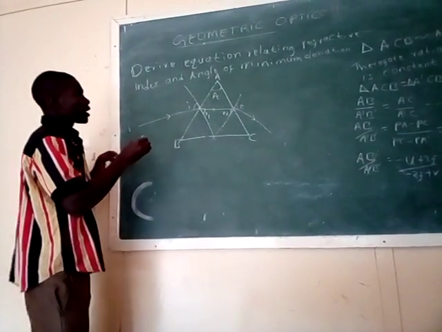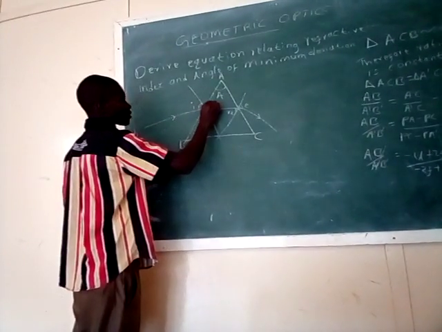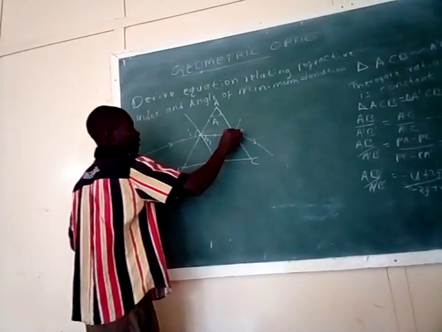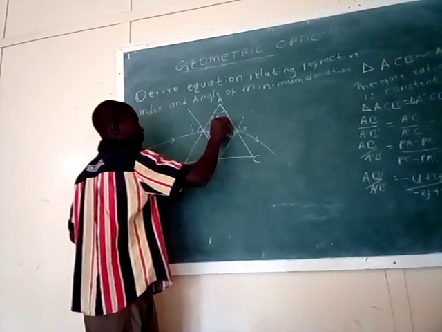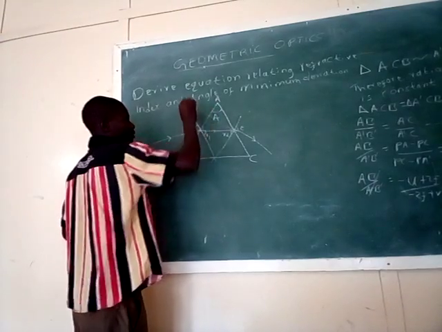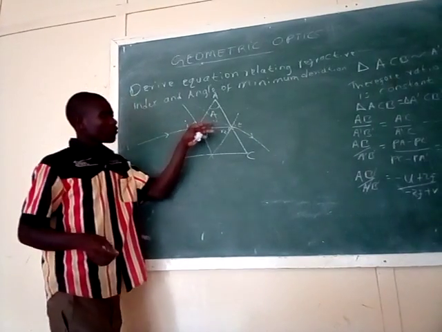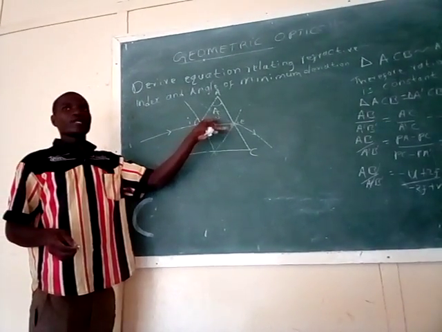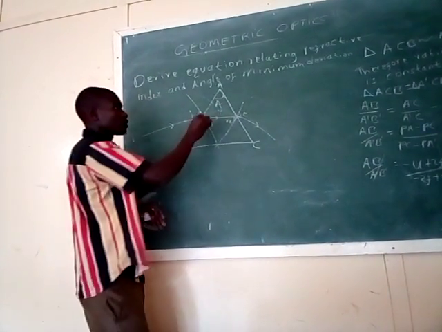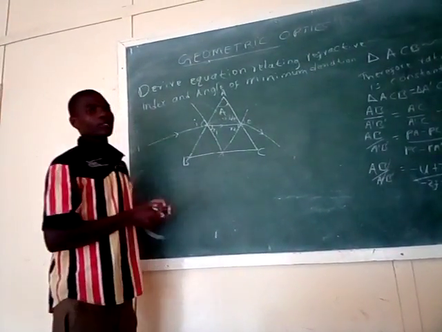Now, you extend the incident ray as it is coming from the source. You do the same to the emergent ray, such that they are going to form an angle here, and this angle that they formed here is what we call the angle of deviation. And the angle of minimum deviation is now called this one.